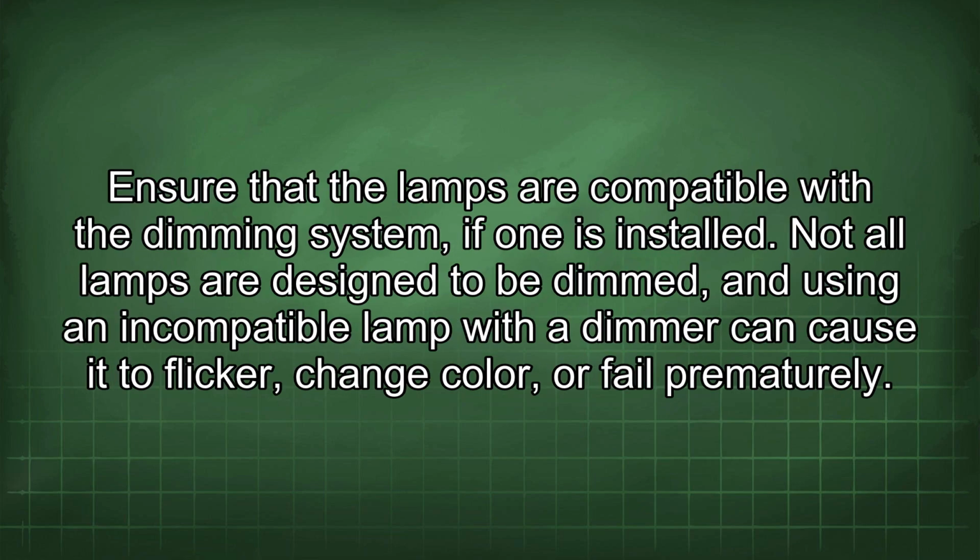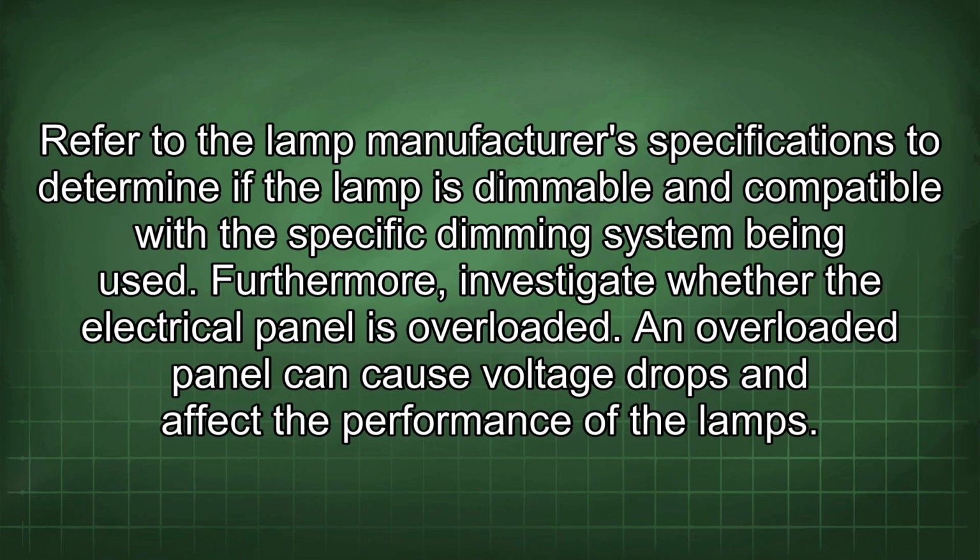Ensure that the lamps are compatible with the dimming system if one is installed. Not all lamps are designed to be dimmed, and using an incompatible lamp with a dimmer can cause it to flicker, change color, or fail prematurely. Refer to the lamp manufacturer's specifications to determine if the lamp is dimmable and compatible with the specific dimming system being used.